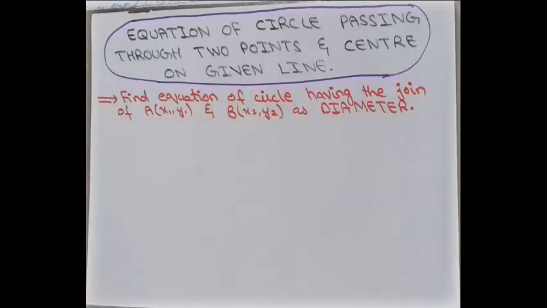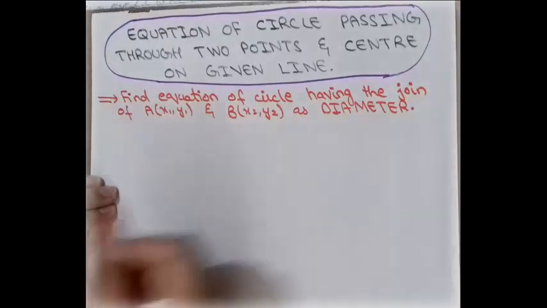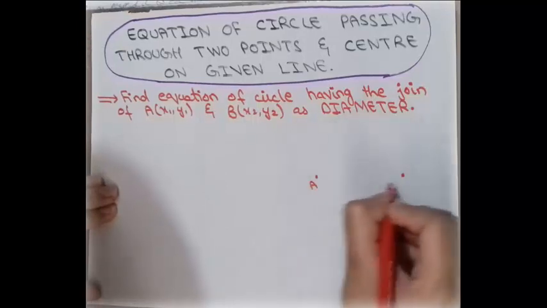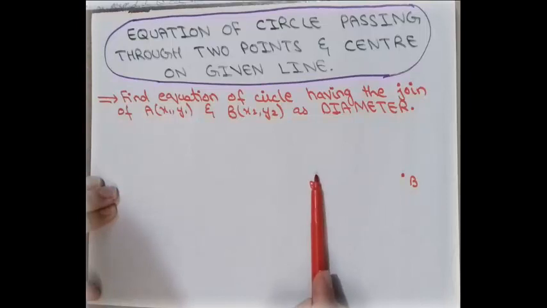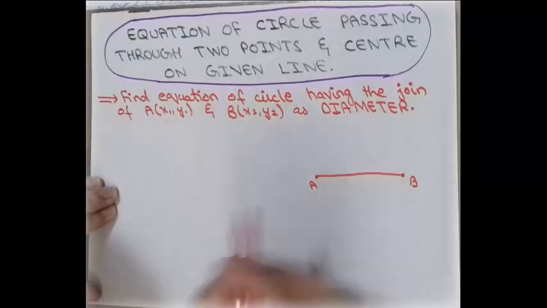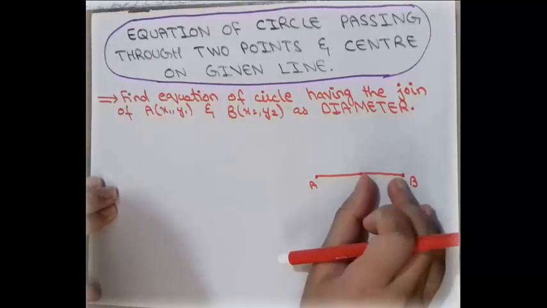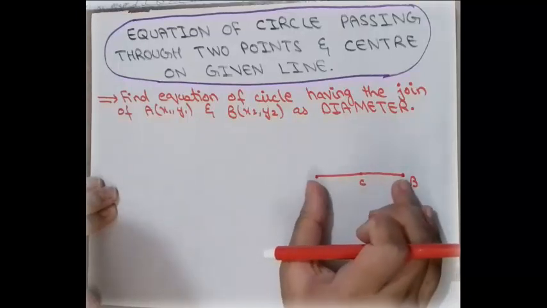So for this, first of all, draw the given information. We need to find the equation of a circle having the join of A and B as its diameter. For example, if we have our 2 points A and B as the diameter of a circle, then its midpoint is the center of the circle, and this is called the radius, because if it is a diameter then half of the diameter is called a radius of a circle.